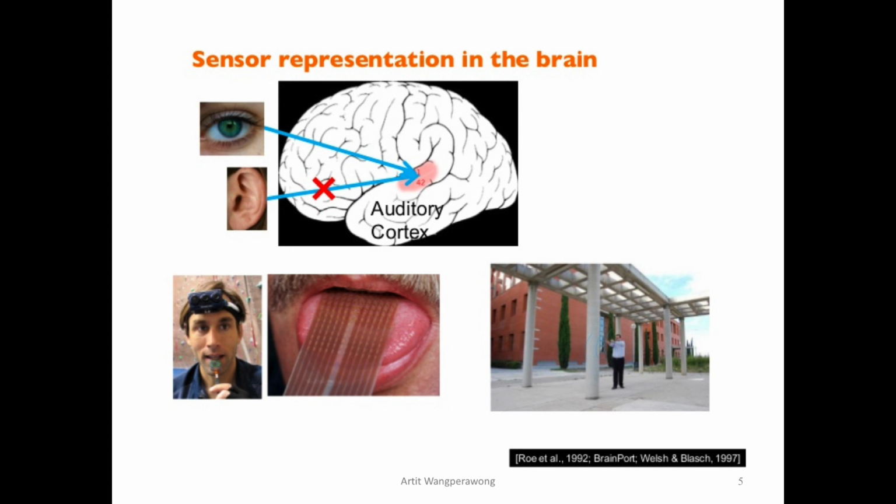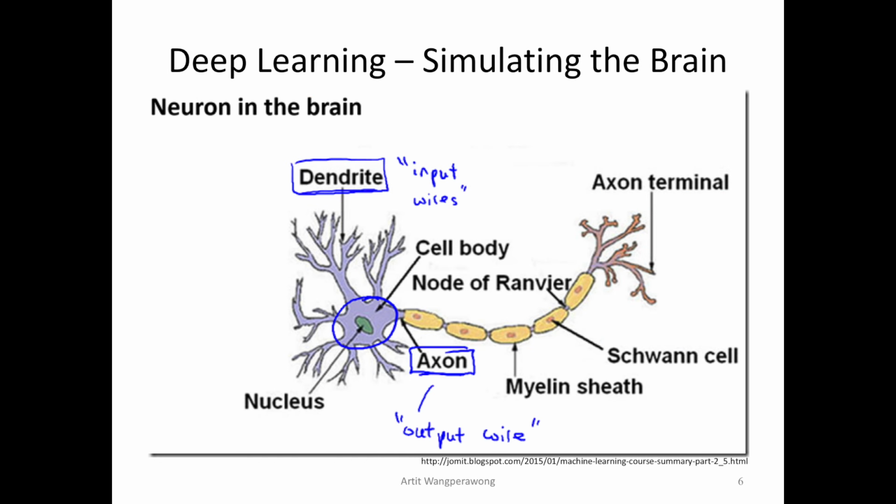And other examples, like the bottom images here: if you have a vision camera that hooks up to electrical sensors, and then you stick that onto your tongue, eventually your tongue can learn to see as well. So that's another direct example of evidence supporting the existence of a fundamental learning algorithm in the brain. So let's take a closer look at what's inside the brain. And that's what deep learning really is.